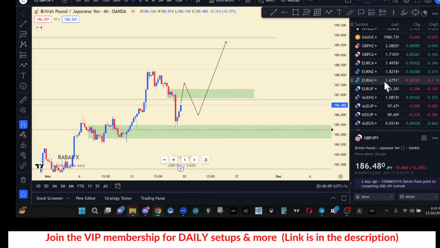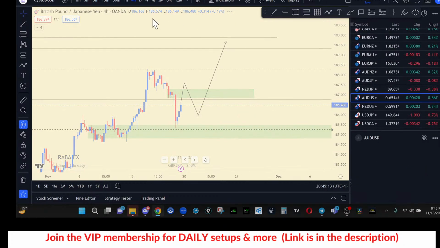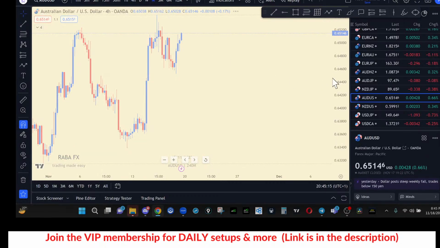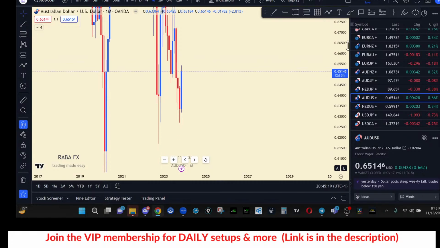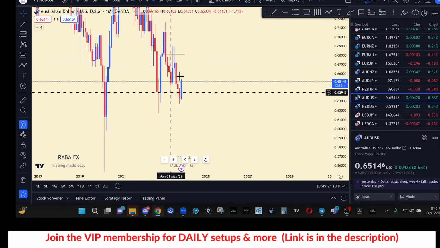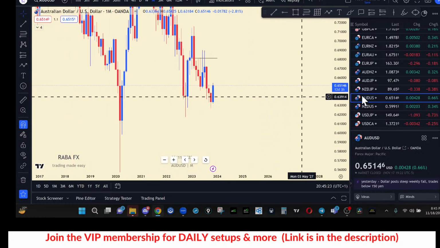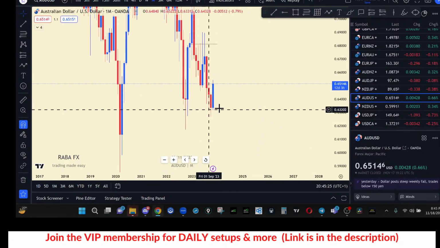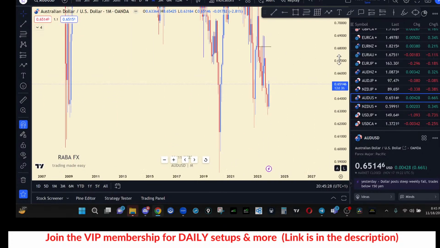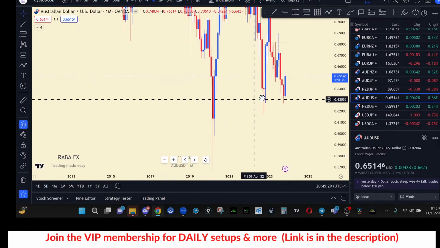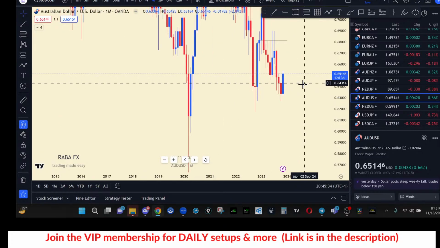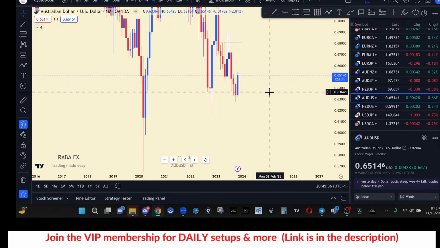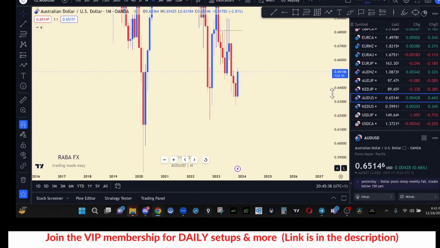So the next one I'm going to look at is simply AUD USD on the monthly. Let's look at the monthly AUD USD. On AUD USD, this month is pushing higher. Now the reason for this push, for me, I don't really have much. There's no reason for that push on the monthly, but definitely on the lower time frame there's a reason for this.